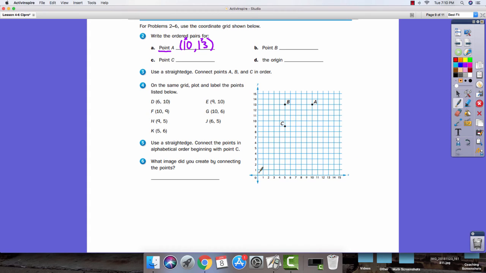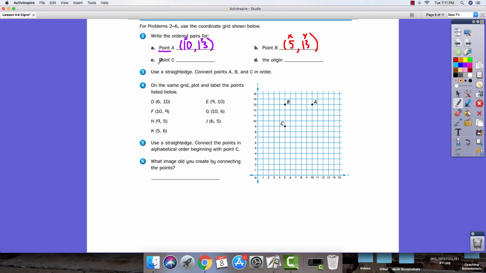For point B, it looks like I'm over 5 on the x-coordinate. So I'm going to start with my parenthesis, and I'm going to put 5 here because that's my x-coordinate, comma, and I also went up 13. So 13 is my y-coordinate. Double check your work and make any revisions if you need to do so. So pause video and look.